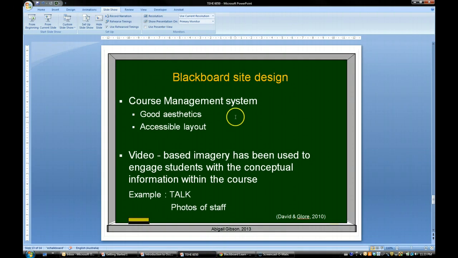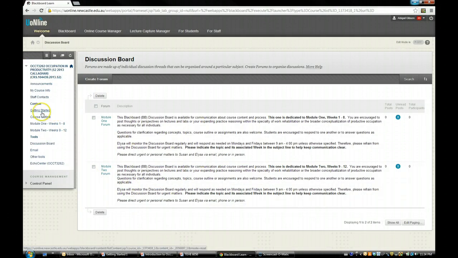The last thing that I think is a really important element to engaging students in learning in a blended learning environment is ensuring that you've got a good Blackboard site, so that the course management system is easy for them to access and it's accessible. If I just look at that now, the way I've set it up, it's quite easy for the students to navigate around.